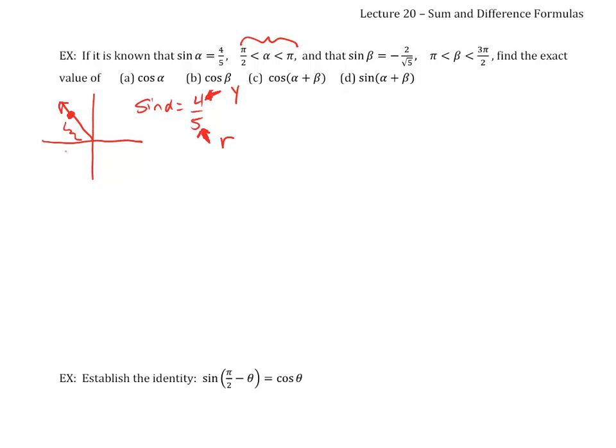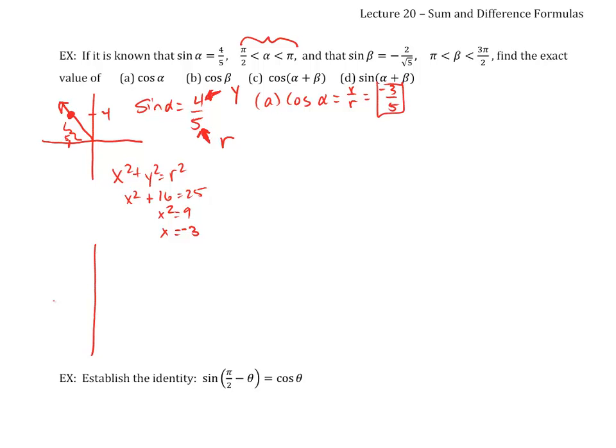So if we're at a radius of 5 away, and we know that the y-coordinate is 4, we use x squared plus y squared equals r squared, which gives us x squared plus 16 equals 25, or x squared equals 9. So x has to be 3, and because we're in the second quadrant, x is going to be -3. So that tells me, A, that cosine of alpha would be x over r, which is -3/5.